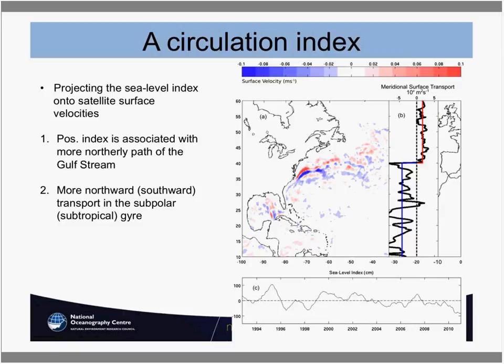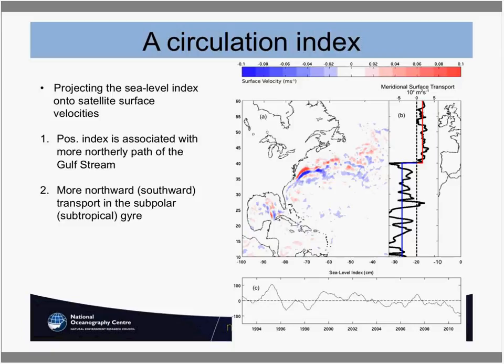Quite an interesting problem to think through is relating things like the Gulf Stream as a purely western boundary current, even the overturning circulation, and then an index such as the Gulf Stream North Wall, and how all of these fit together. It is a very interesting research problem, I would say. With a more northerly path of the Gulf Stream, it's also associated with more northward transport in the subpolar gyre and more southward transport in the tropical gyre.